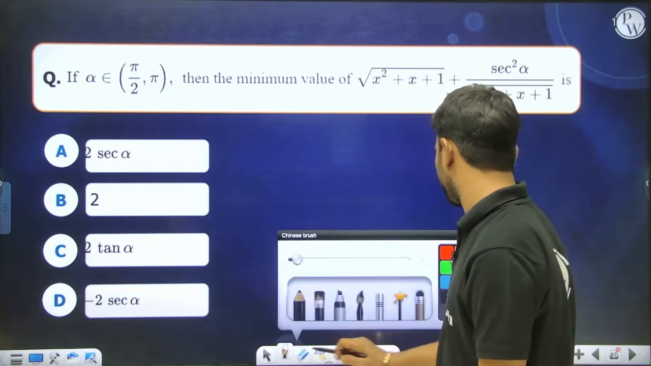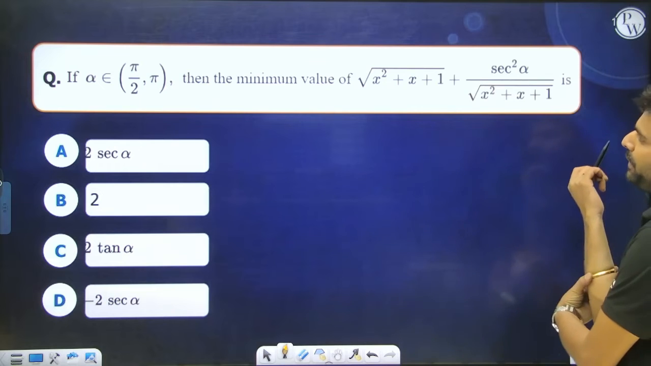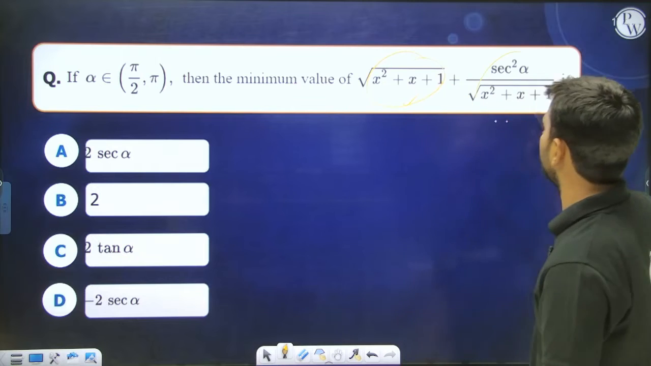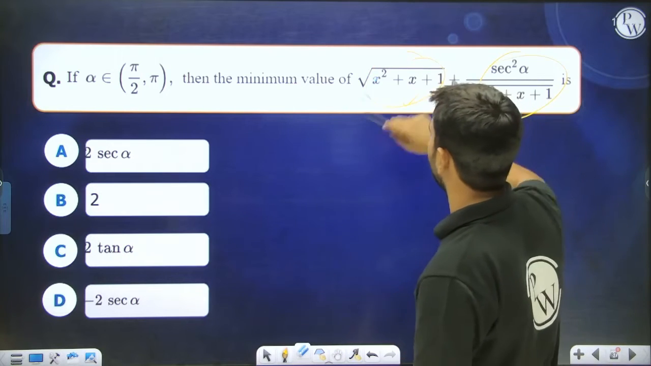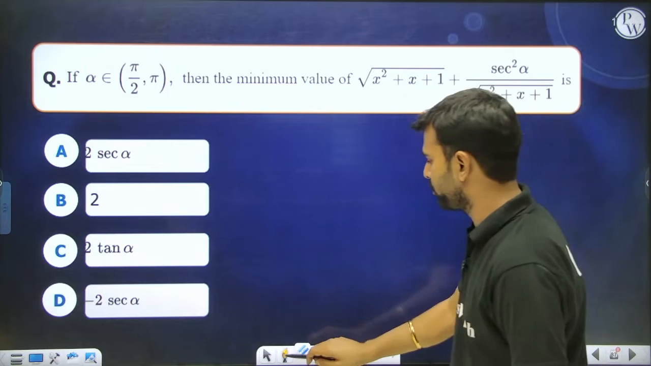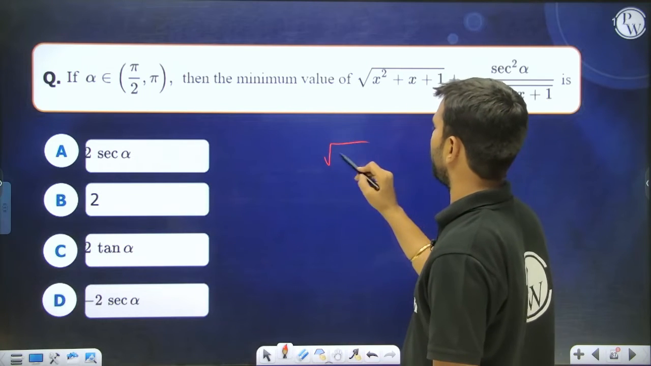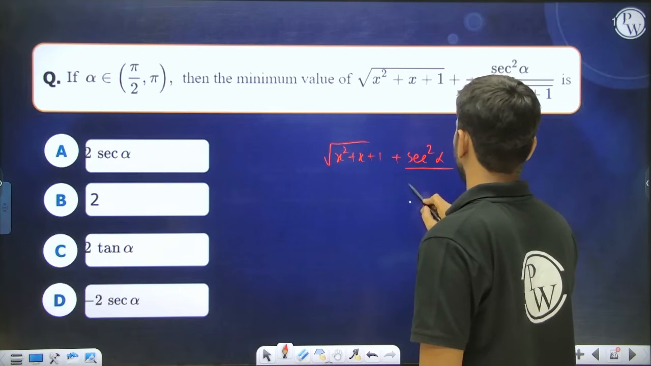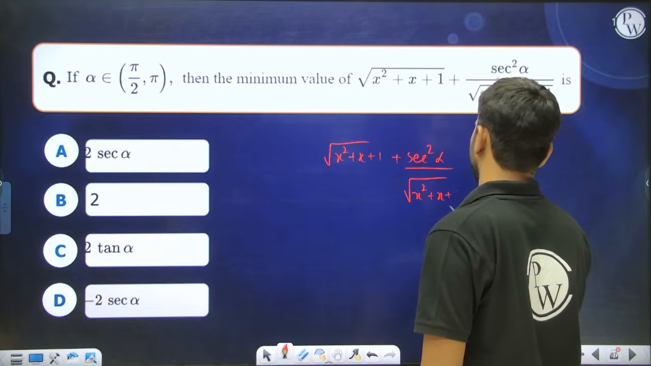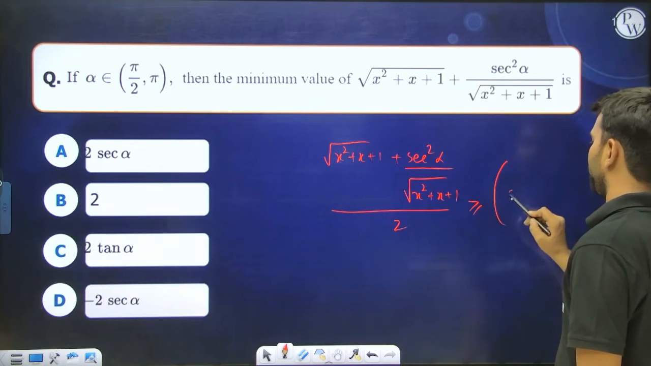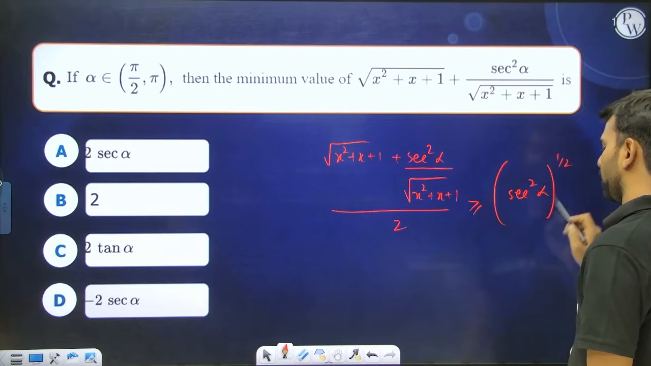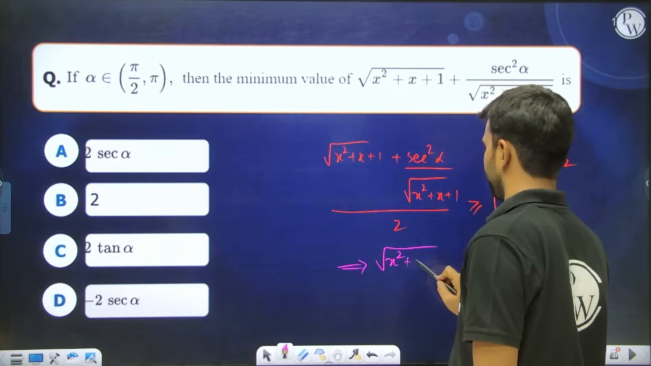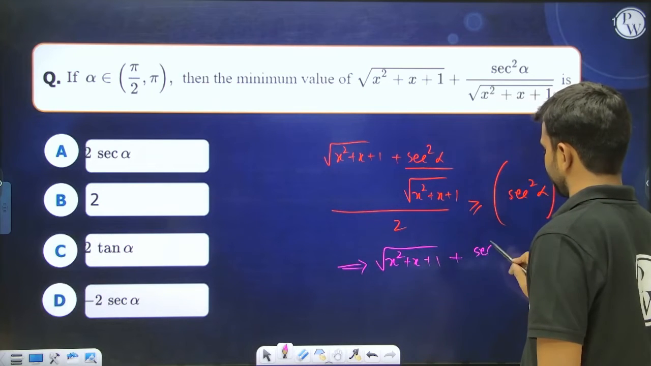If alpha is going from pi by 2 to pi, then the minimum value of this expression is going to be what? Okay, minimum value is asked, terms involved are all positive, and the product is coming good because the product is independent of the value of x. Yes or no? So writing down the arithmetic mean of these two terms will be written like this, greater than or equal to their geometric mean. The geometric mean of the two numbers will be written like this. Now a very important part, that is, if you cross multiply 2, then the expression becomes something like this.